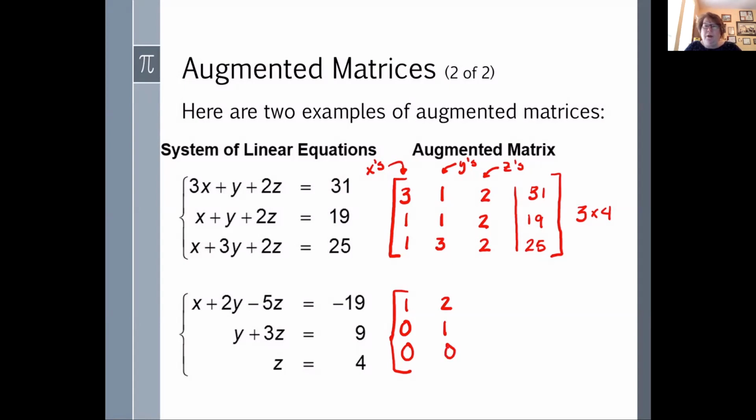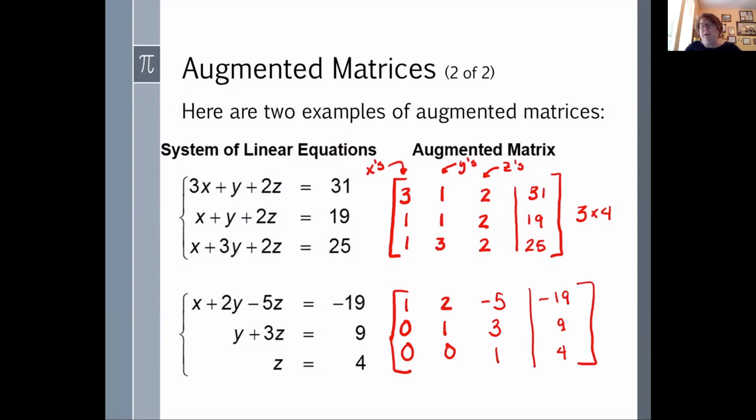Now we're going to do our third column. Those are the coefficients on Z. We have -5 in the first equation, 3 in the second equation, 1 in the third equation. Draw a vertical bar and write our constants in our fourth column.